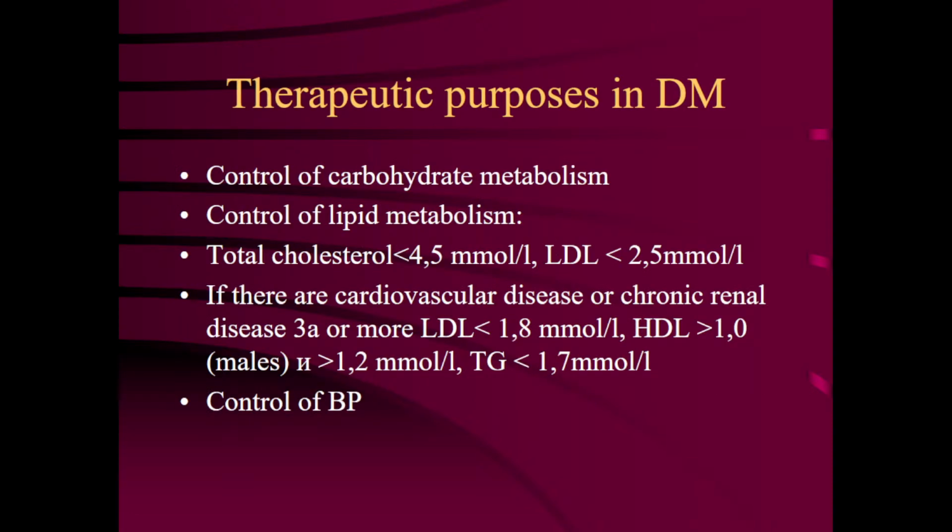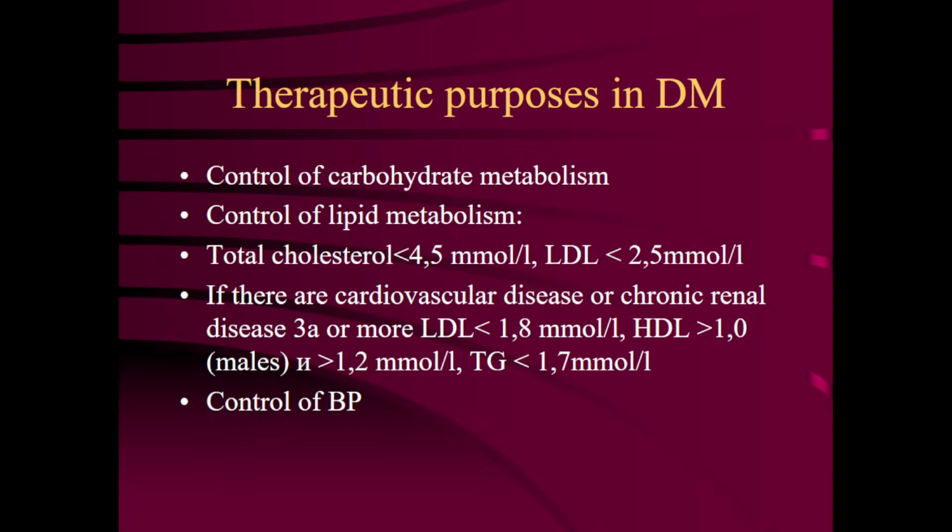Therapeutic purposes in diabetes mellitus. What about our purposes when you manage patients with diabetes mellitus? First of all, it should be control of carbohydrate metabolism, control of lipid metabolism. Total cholesterol should be less than 4.5 millimole per liter. I'd like to pay your attention that it should be less than 4.5 millimole per liter. For the population, it's enough to have total cholesterol less than 5.17 millimole per liter. But if your patient suffers from diabetes, such criteria become more strict.